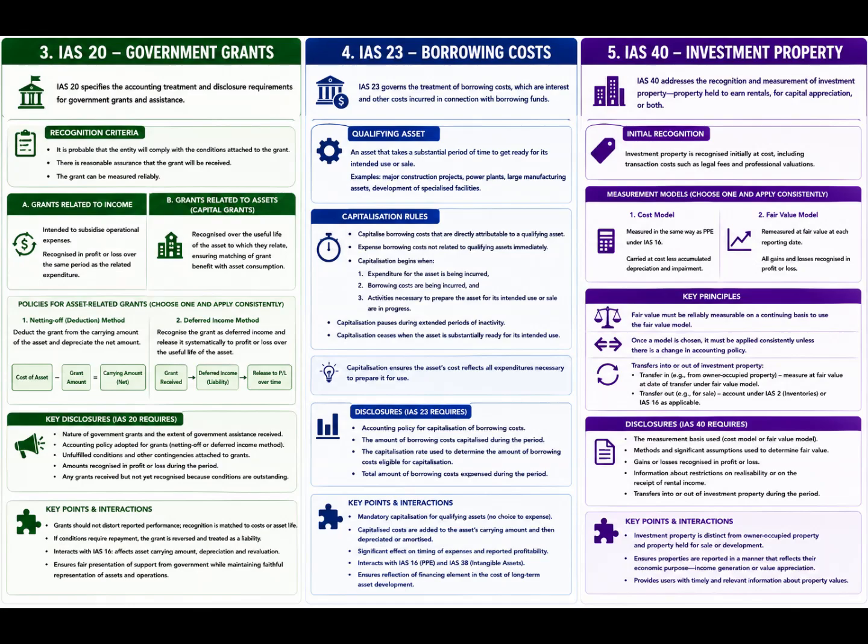The topic reinforces that investment property must be distinguished clearly from owner-occupied property and property held for development or sale. Entities must disclose their measurement bases, methods for determining fair value, and assumptions used. IAS 40 ensures transparent reporting by aligning the accounting treatment of investment property with its underlying economic purpose, income generation or value appreciation.